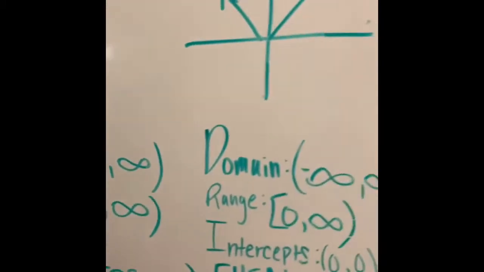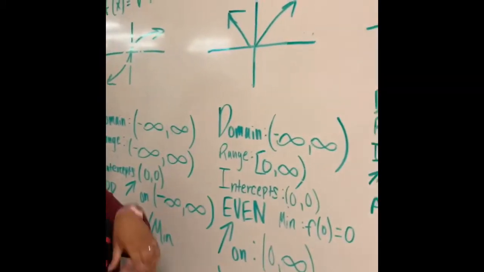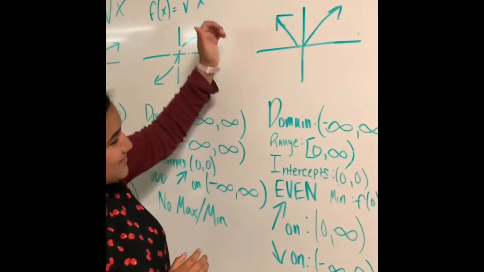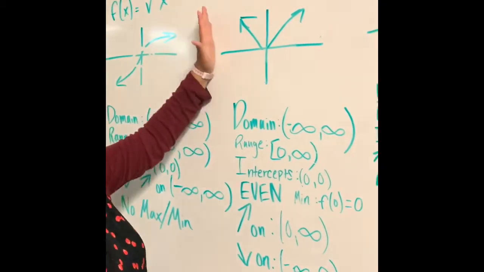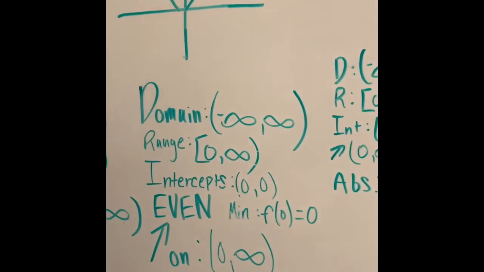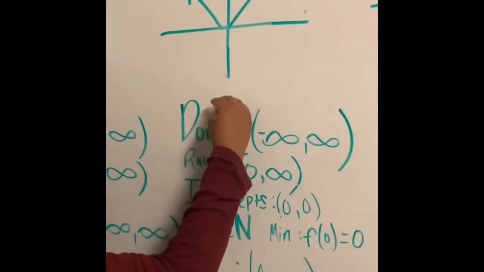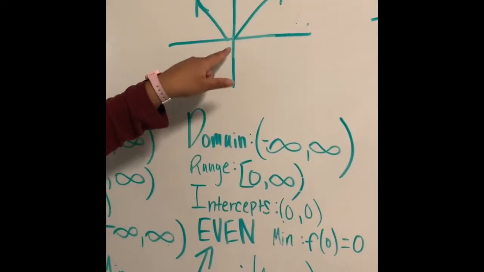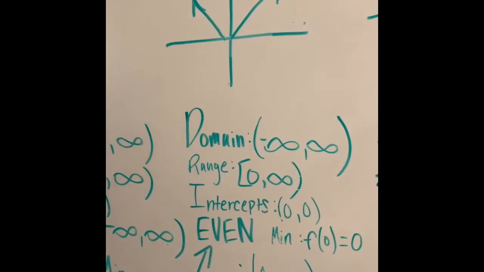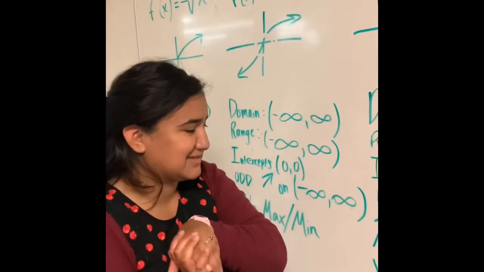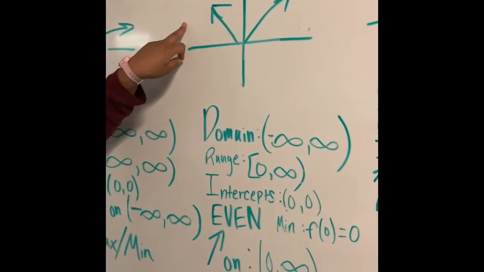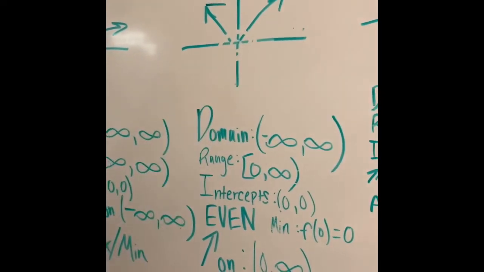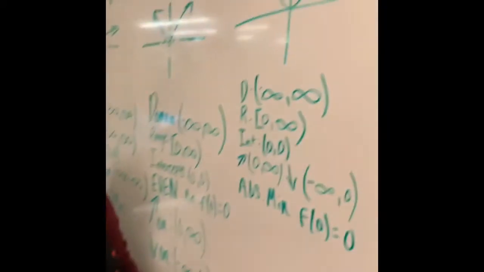Moving on. Oh, look at this. Absolute value, f of x. This is the absolute value, like I said before. It's going to go like a V. And the domain is going to be negative infinity, left to right, to positive infinity. As for the range, however, it's going to go from up to down, so it would be 0 to infinity. And as for the intercepts, again, it crosses through at 0, 0. It's even, and the absolute minimum is f of 0 equals 0. And it increases at 0 to infinity and decreases from negative infinity to 0 as it goes through right here again.